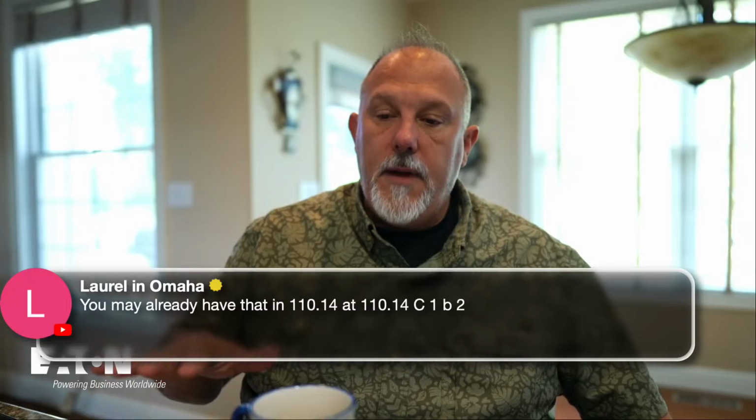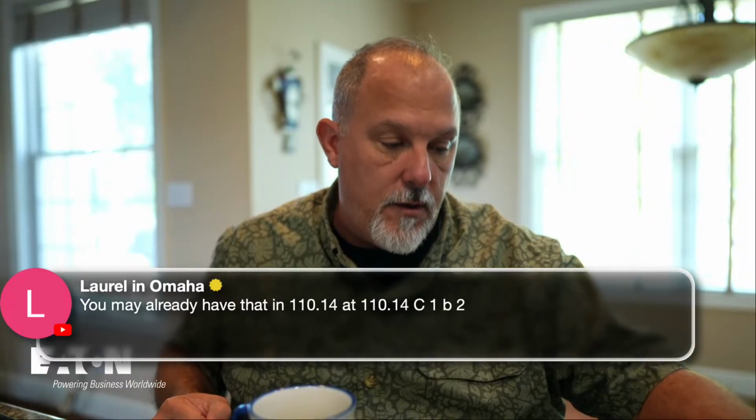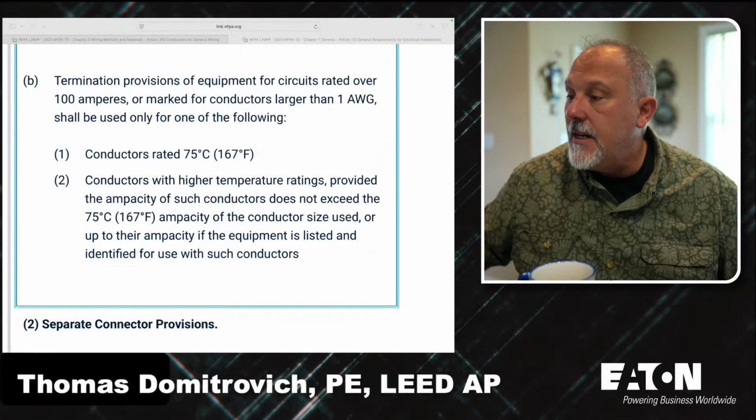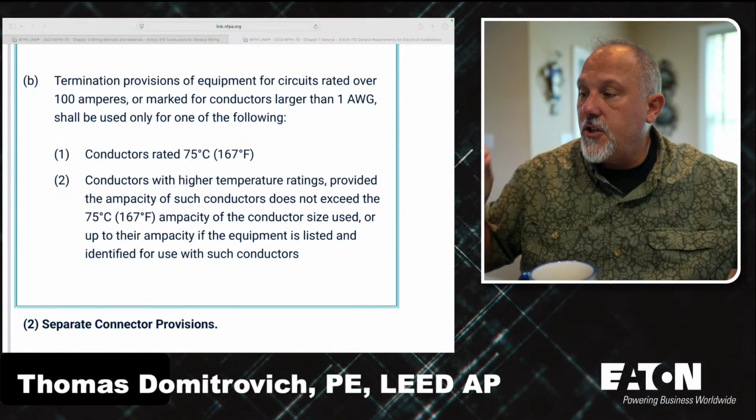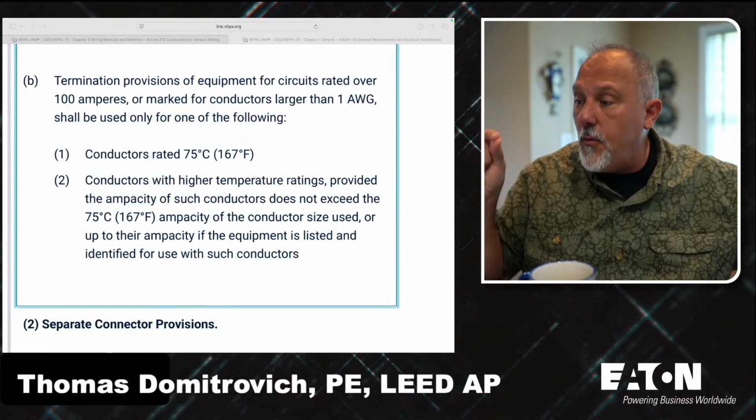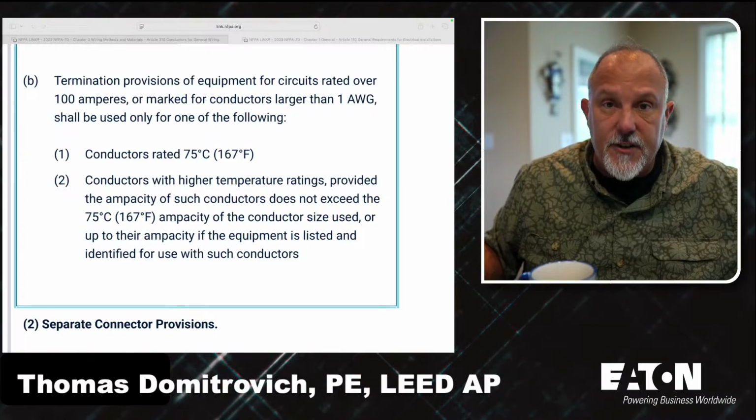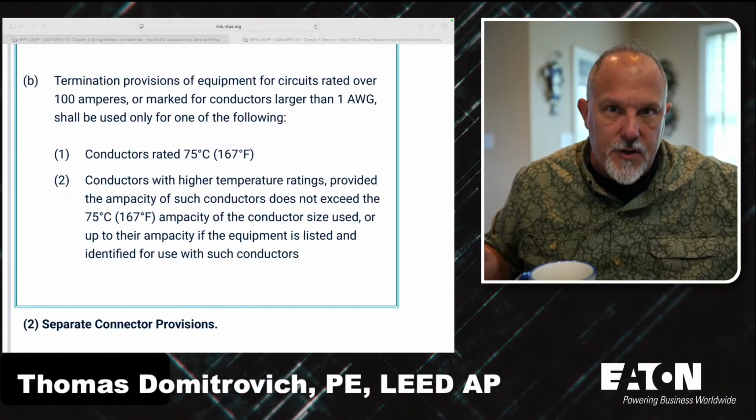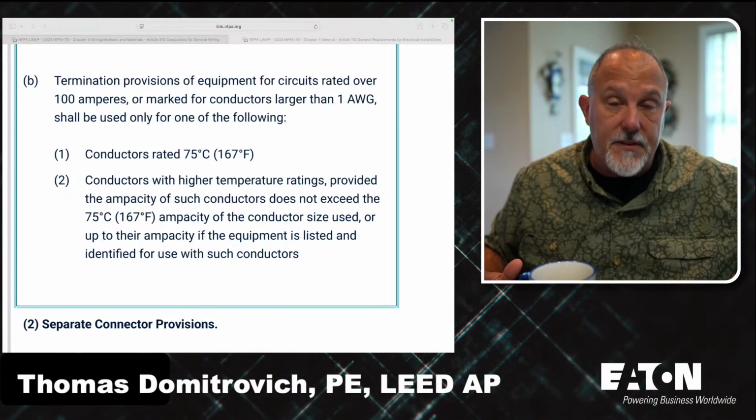All right, so let's go back to Laurel's question. Laurel says you may already have that in 110.14 C1B2. And what she's talking about is this language right here. It says the terminations of provisions of equipment for circuits rated over 100 amps or marked for conductors larger than 1 gauge shall be used only for one of the following. The conductors rated 75 degrees C. And here's the problem I have with 2. It says conductors with higher temperature ratings. I agree with that.